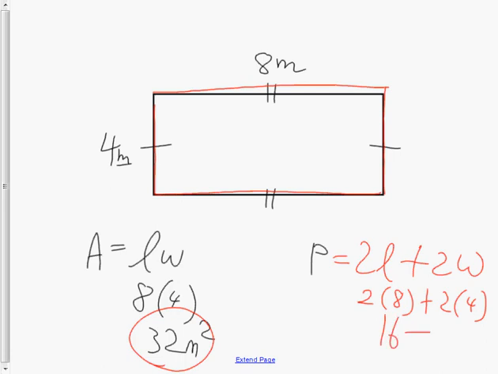be 16 meters. The 2 widths added together are going to be 8 meters. And therefore, the total perimeter is going to be 24 meters in total to go around this. So it's 8 plus 4 plus 8 plus 4, or 24 meters is the perimeter.